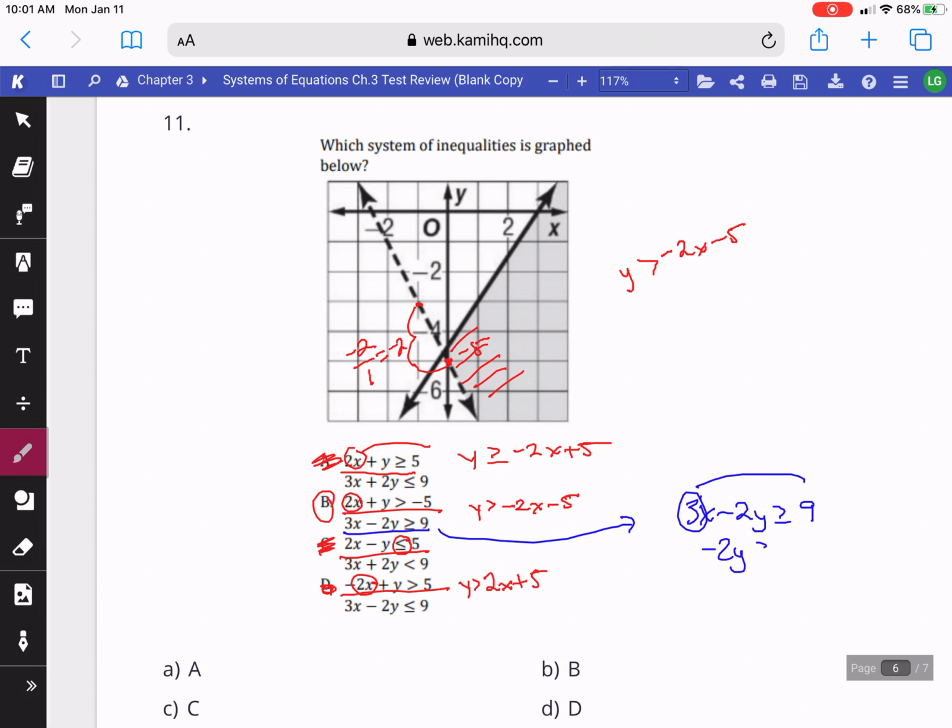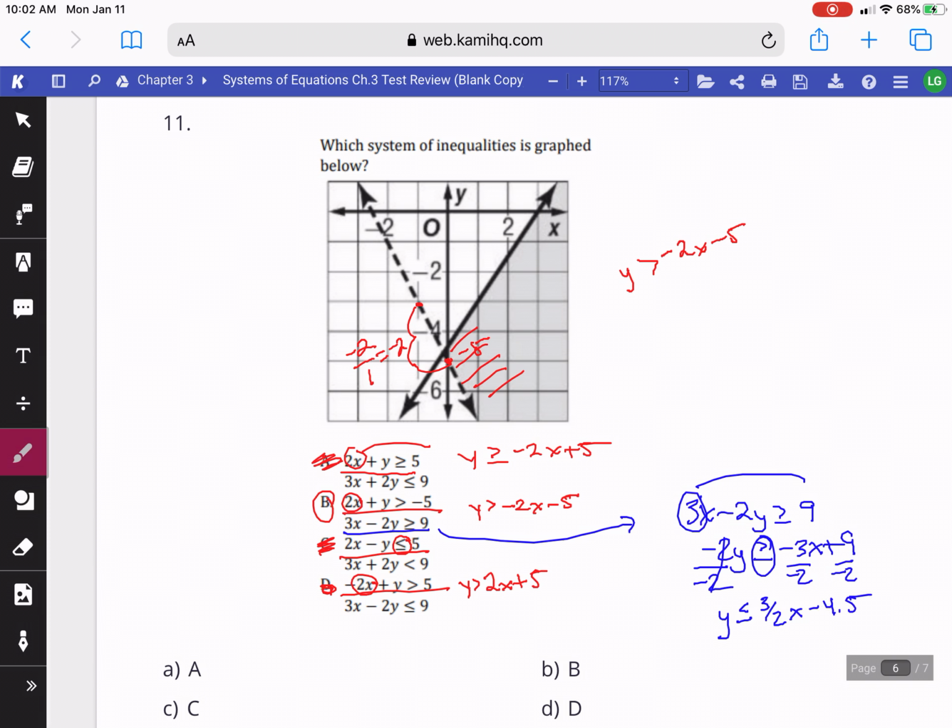If I move out to the other side, I get negative 3x plus 9. Then I want to divide everything by negative 2. Remember, when you divide by a negative, your symbol flips, so it becomes less than or equal to. Here, two negatives become positive. And 9 divided by negative 2 is negative 4.5.